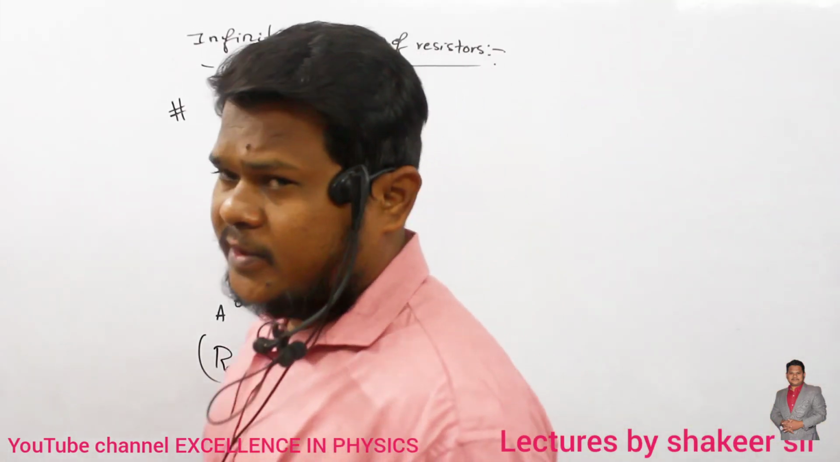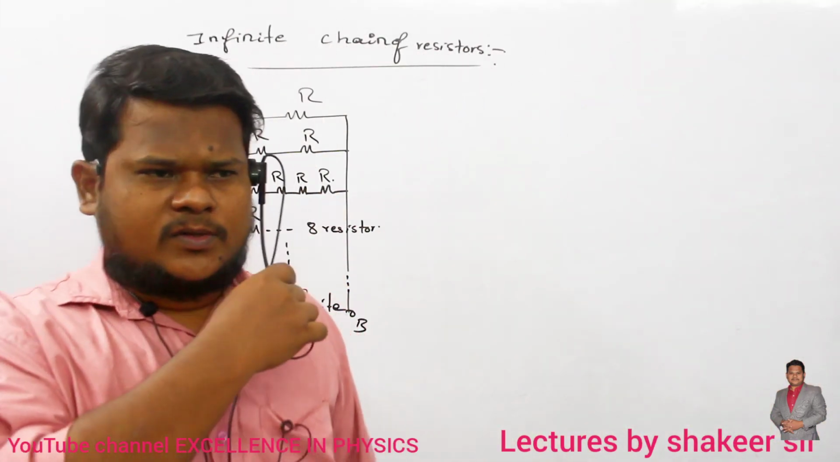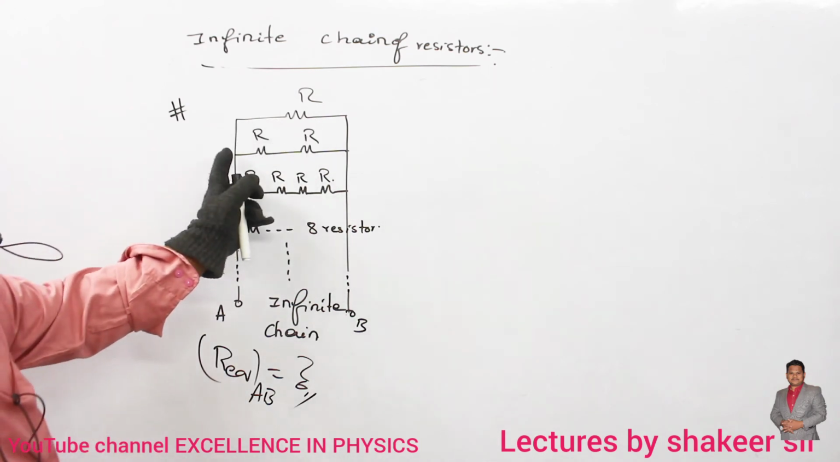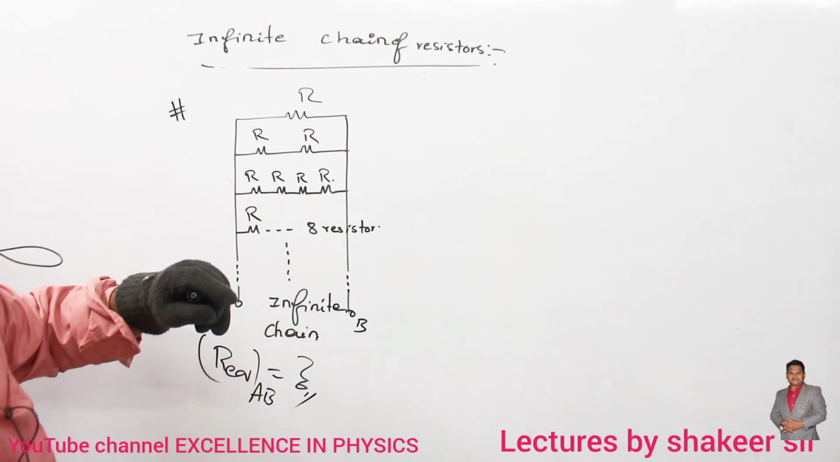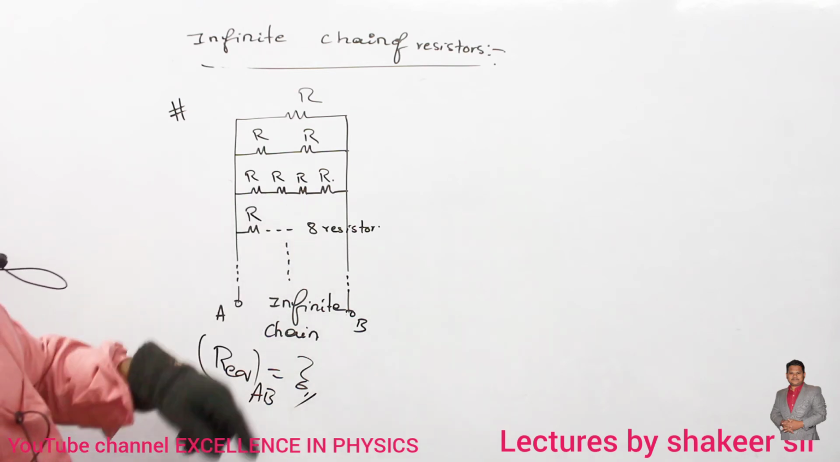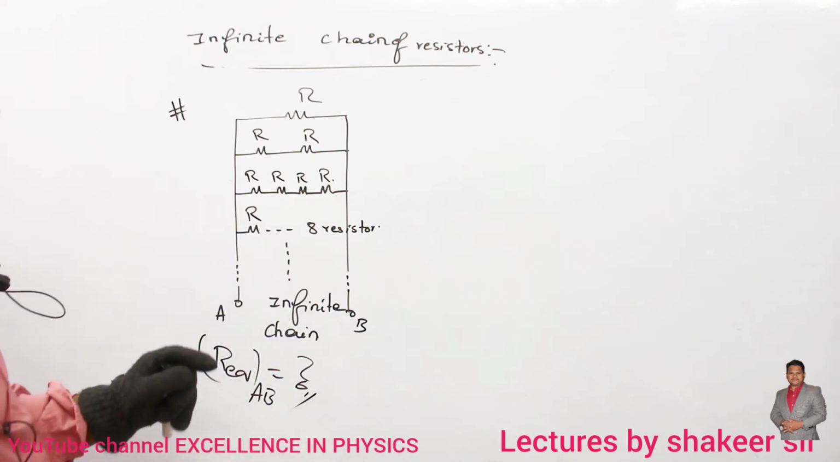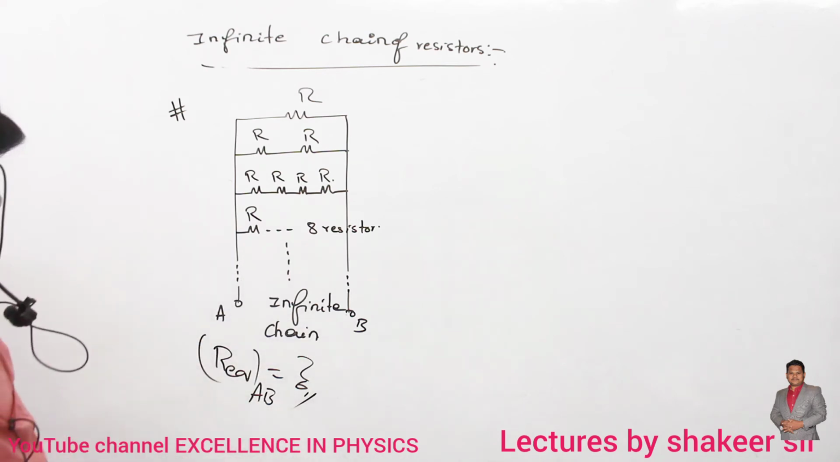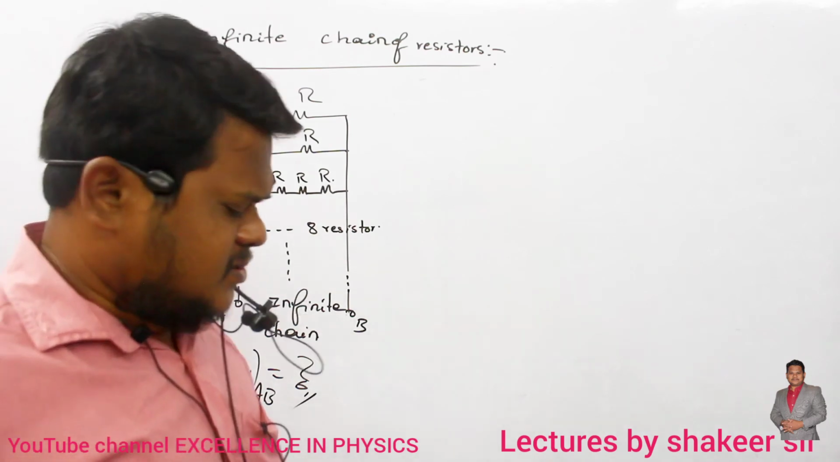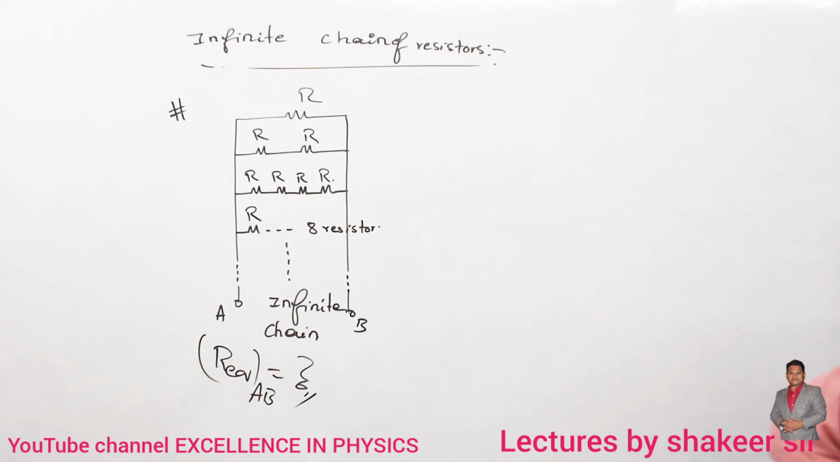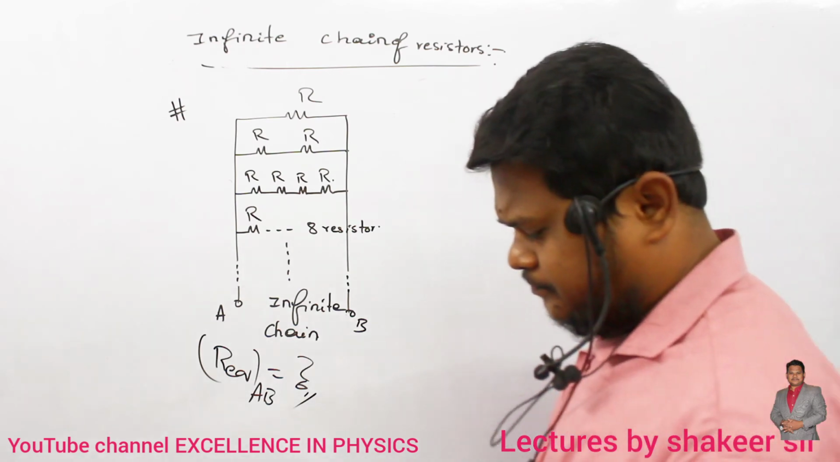So this is the given combination. Okay? So one resistor, two resistors of equal resistance each, 4 resistors, 8 resistors, then 16 resistors, then 32. So like this we have an infinite chain of resistances. So we are supposed to calculate equivalent resistance between A and B. Okay. How can I solve this problem?